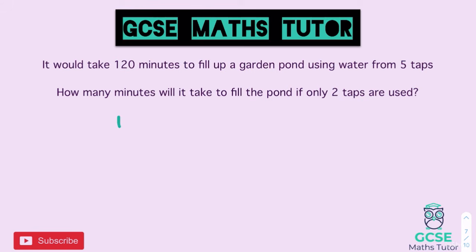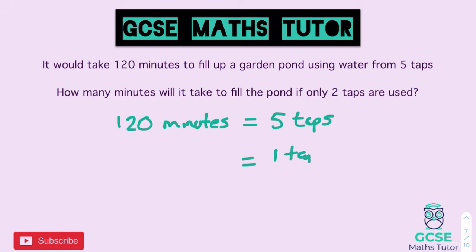Okay, so it takes 120 minutes when we have 5 taps. Now I've decided to write this in a slightly different way here because we are going to have on the right now going down to 1 tap. So we're going to go down to 1 tap, which is dividing by 5. And that means we're going to have to multiply by 5 on the other side. 1 tap is going to take longer. It's going to take 5 times longer than the 120. 5 times 120 is equal to 600. So that's going to take 600 minutes.